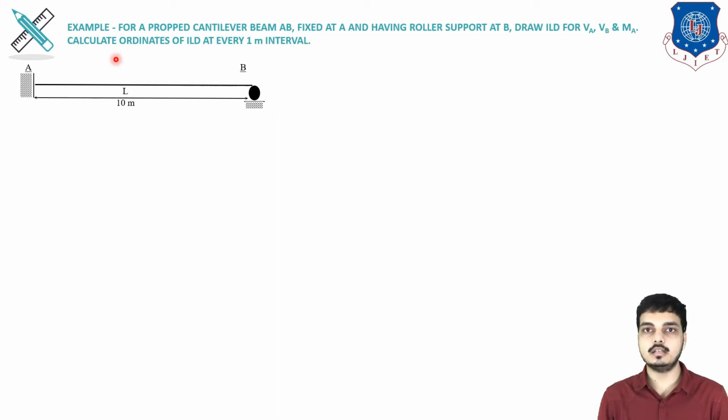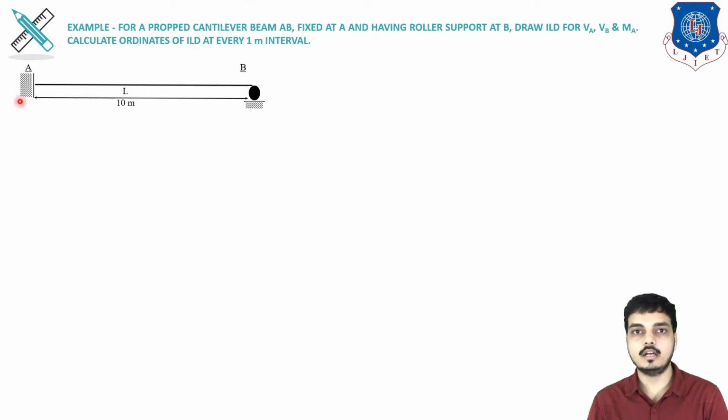Here it is written that for a prop cantilever beam AB fixed at A and having roller support at B, draw ILD for VA, VB, MA, and calculate ordinates of ILD at every 1 meter interval. Here the figure was not given, so with the help of this question we can draw that A is a fixed support, B is a roller support and the total span is of length L.